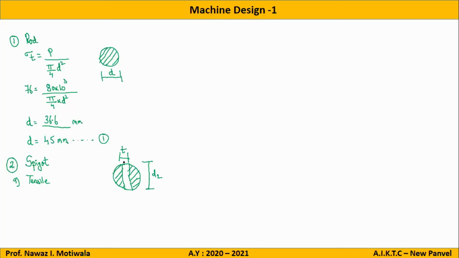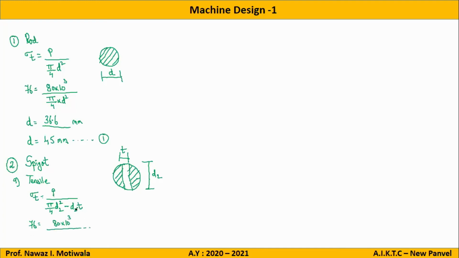So for tensile failure, if you see this area, what is it? First I will write sigma t is equal to P divided by the area of this shaded portion. So it will be pi by 4 d2 square, this is the area of the circle, minus you have to subtract this area of the rectangle, so it will be d2 into t. Sigma t is known to me, sigma t is given as 76. Then P is given as 80 into 10 raised to 3 divided by the area.